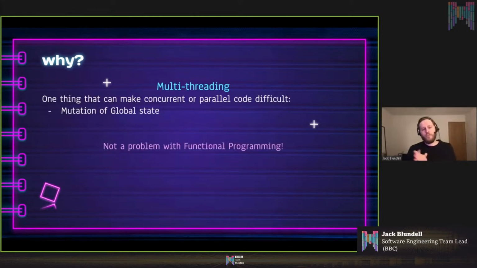So multi-threading. One thing that can make multi-threading difficult is the mutation of global state, but we know that isn't a problem with functional programming. With Moore's law starting to catch up with us, that increased rate of processing power is going to start to slow down over the years. So we need to get more out of our code. Big data as well involves distributed processing. So multi-threading is going to be very, very important over the next coming years, if it isn't already.